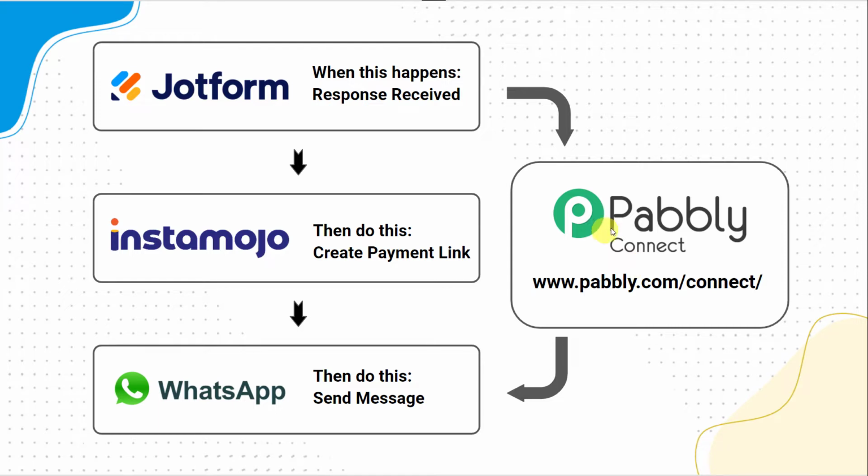So first we have to create an integration between Jotform and Pabbly Connect. Then Pabbly Connect is going to capture the form submission responses, and if the participant agrees to attend your conference, then automatically an Instamojo payment link will be generated, and then using all these details, automatically a new message will be sent on the WhatsApp number of the participant, and there the Instamojo payment link will be shared. In this way, we are going to learn how we can create an integration between Jotform, Instamojo and WhatsApp using Pabbly Connect. So let us learn the integration process now.